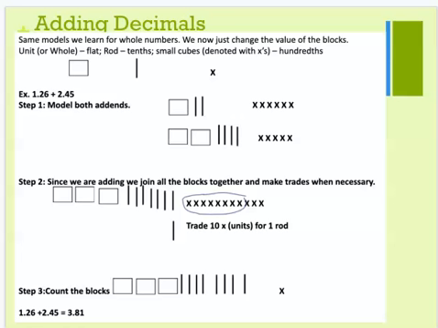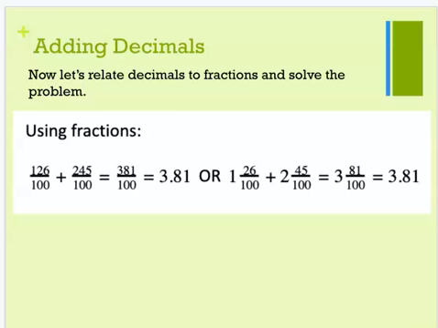There's another way you can do this as well. You could add by relating them to fractions. So if you rewrite 1 and 26 hundredths as 126 over 100 and 2 and 45 hundredths as 245 over 100, you can just simply add because they have a common denominator. So you would get 381 hundredths, which as a decimal would be written 3 with a decimal point and then an 8 and a 1, and we would read that as 3 and 81 hundredths.